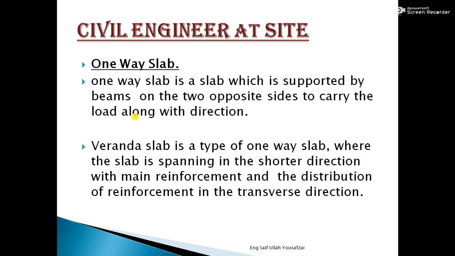So a veranda slab is a type of one-way slab where the slab is spanning in the shorter direction with main reinforcement. I mean that here the main bars will be in the shorter direction, and the distribution reinforcement will be in the transverse direction.